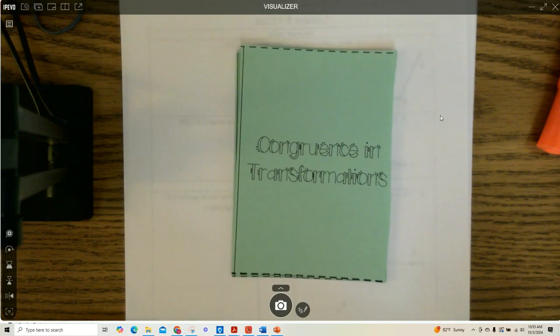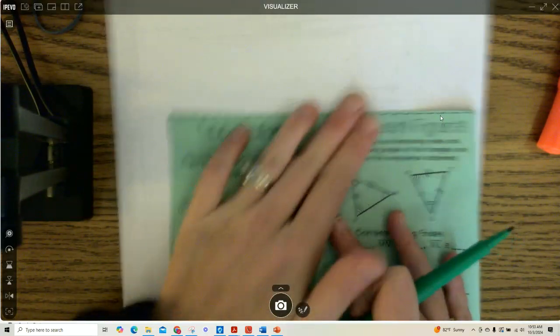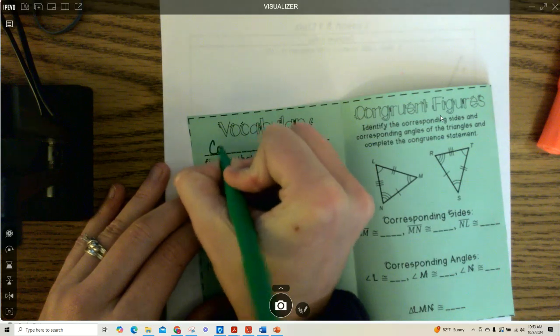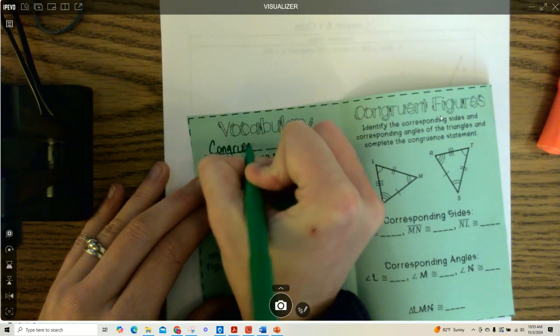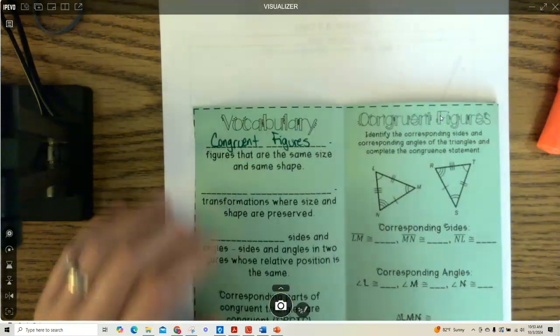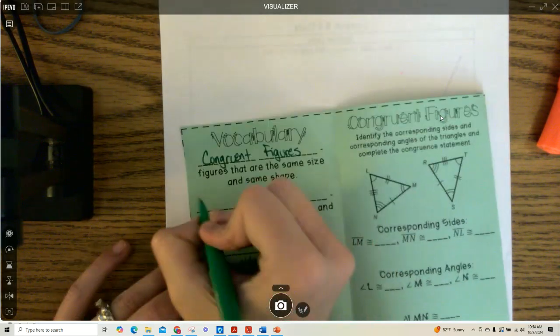This video is for the congruence and transformations notes. This is lesson 410. So let's start with some vocabulary. So congruent figures are figures that are the same size and the same shape.